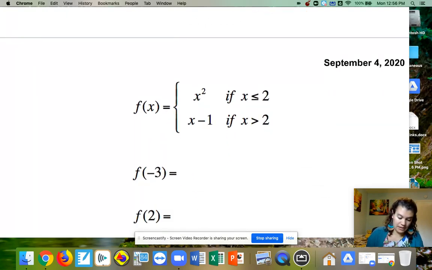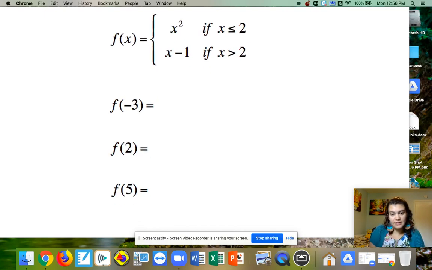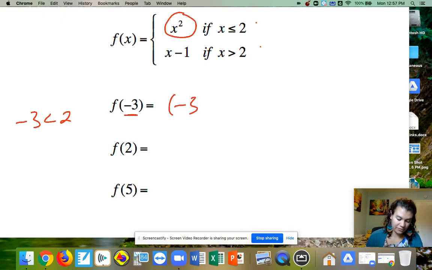So an example, this is the exact one that was just on the last slide. So we're going to plug this in. We have f of negative 3. So you want to decide, do I want to go into the first function or the second function? Well, negative 3 here is less than 2. So we want to plug it into x squared. So you get negative 3 squared, which is 9.